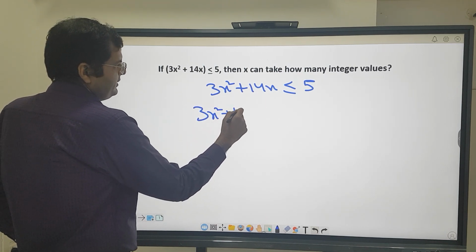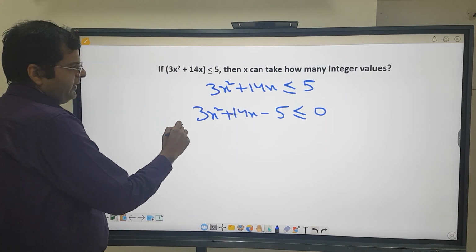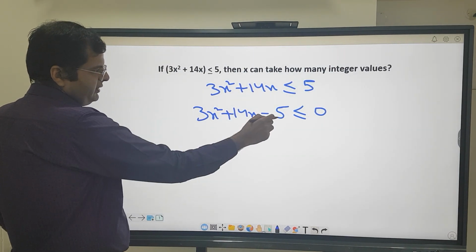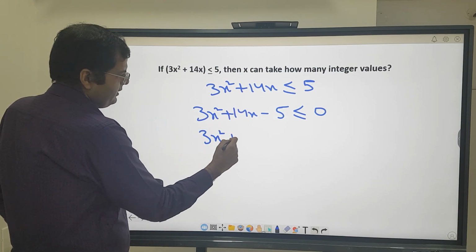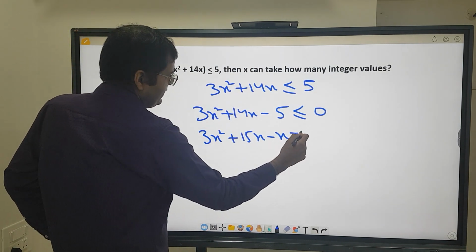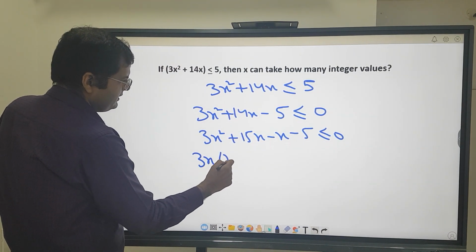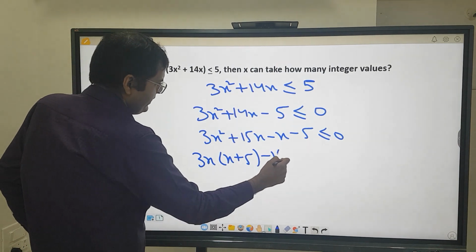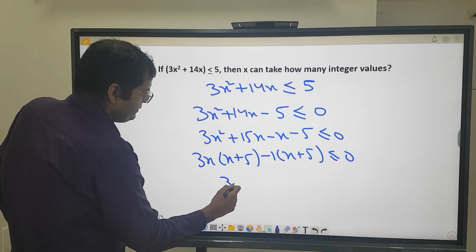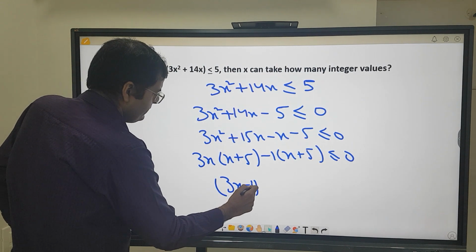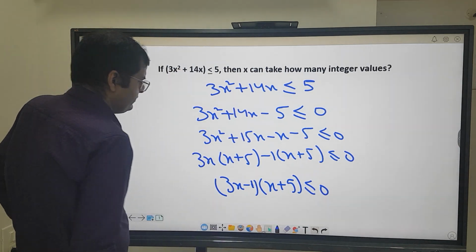So 3x square plus 14x minus 5 is less than or equal to 0. So we will factorize this. So 3 into 5 is 15, minus 15, and it is plus 14x. So it is 3x square plus 15x minus x minus 5 is less than or equal to 0. So here I'll take 3x common, 3x, and it is x plus 5, minus 1 common and x plus 5. It is less than or equal to 0. So this would become 3x minus 1 times x plus 5 is less than or equal to 0.